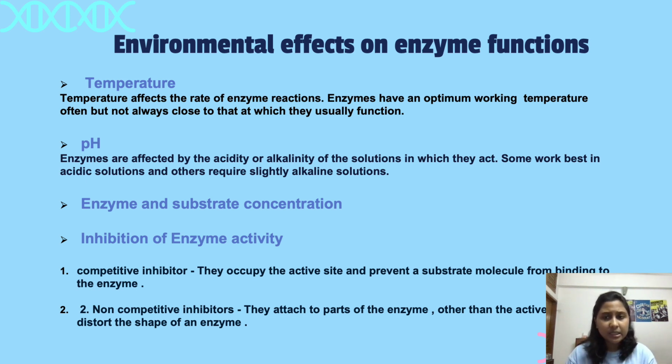Some of the factors that affect the active site and subsequently enzyme function include temperature. Temperature affects the rate of enzyme reactions. Enzymes have an optimum working temperature, often but not always close to that at which they usually function. So what do we mean by an optimum temperature? Each enzyme has a temperature range in which a maximal rate of reaction is achieved. This maximum is known as the optimum temperature of an enzyme.